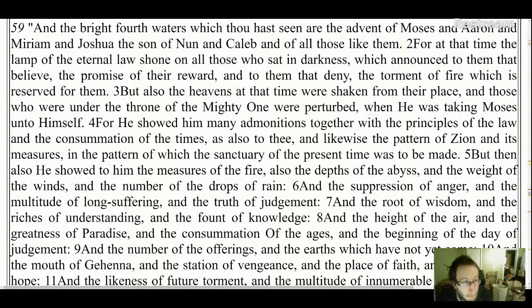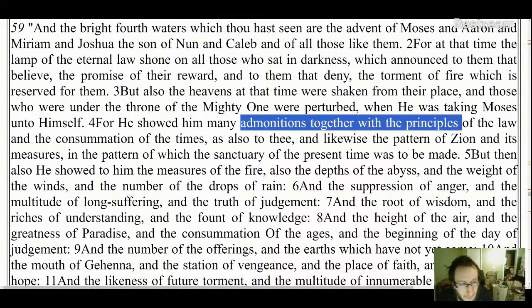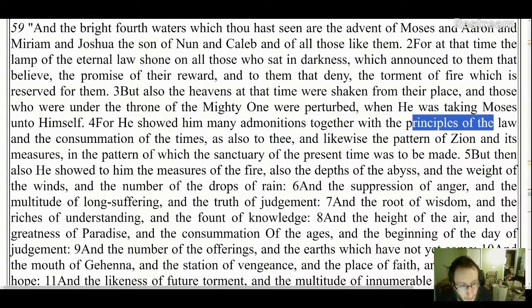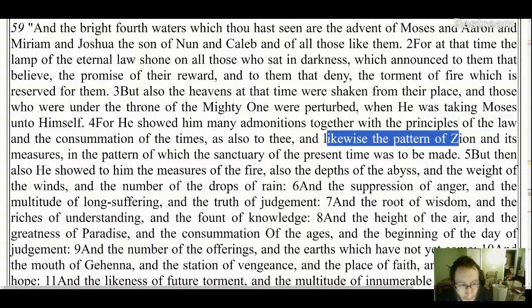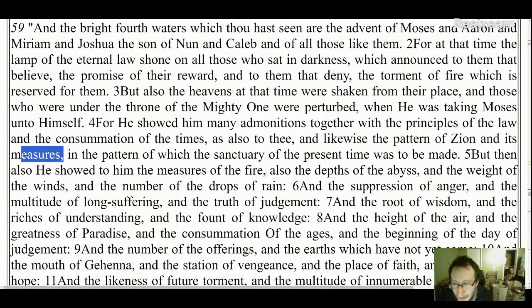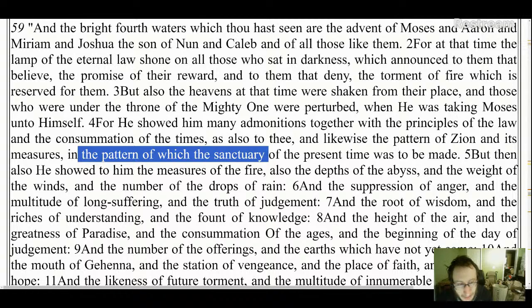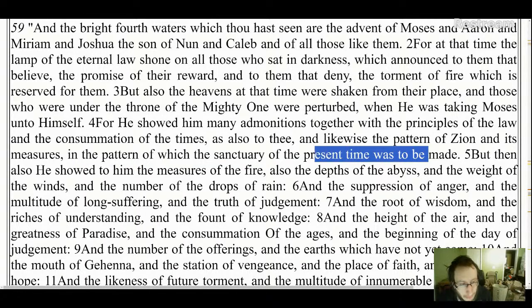Okay, so he took Moses to himself, and he showed him, who's him? Moses. So God showed Moses many admonitions together with the principles of the law. That sounds like the Book of Jubilees. Principles of the law and the consummation of the times, as also to thee, and likewise the pattern of Zion and its measures. That sounds like the New Jerusalem text, in the pattern of which the sanctuary of the present time was to be made. Sounds like a temple scroll.